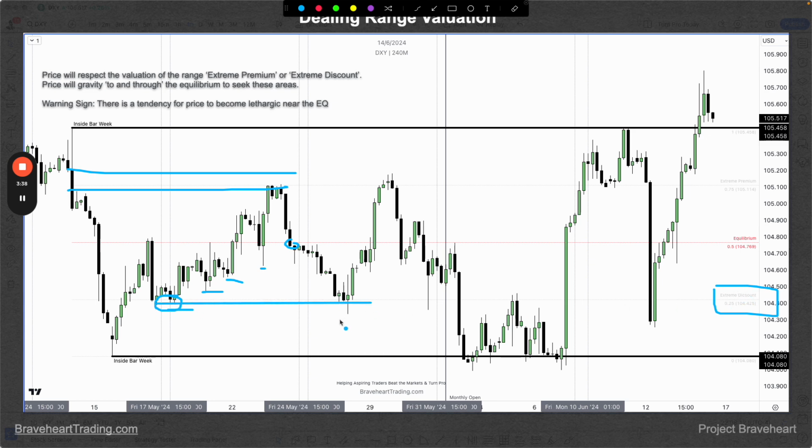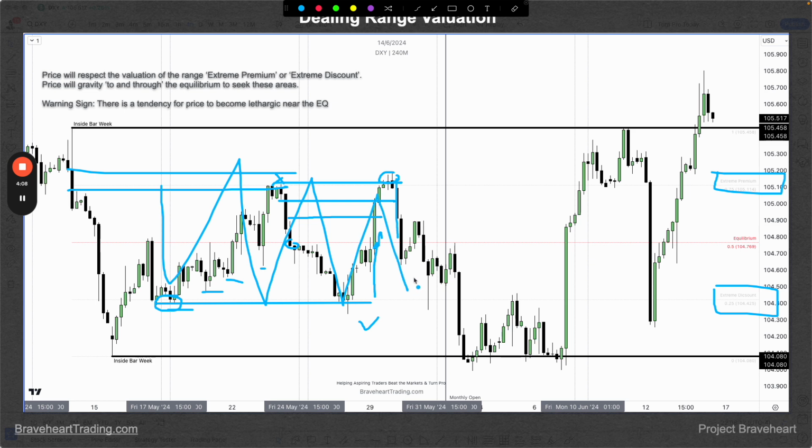Then, when price has met a discount objective, it will first gravitate towards the equilibrium here. Then, once it closes above the equilibrium, now it would want to seek a premium. So we have a premium fair value gap here, and then the premium buy side liquidity here. Why this one? Because it matches the extreme premium here again. Then it reverses. Why does it reverse? Because this is how a consolidation happens, okay?